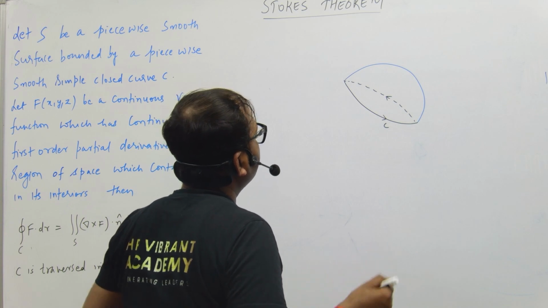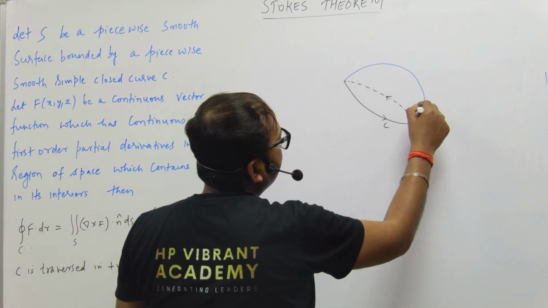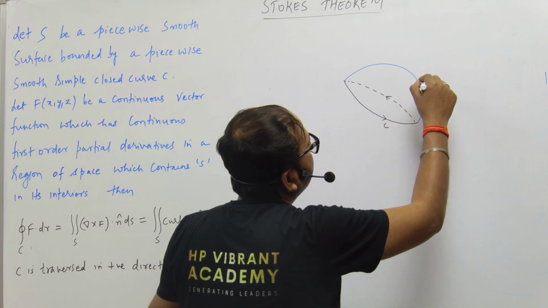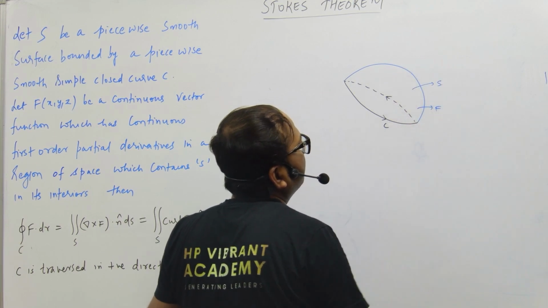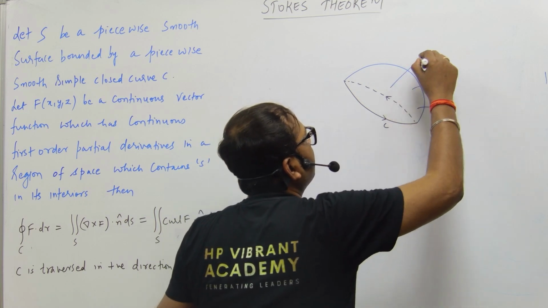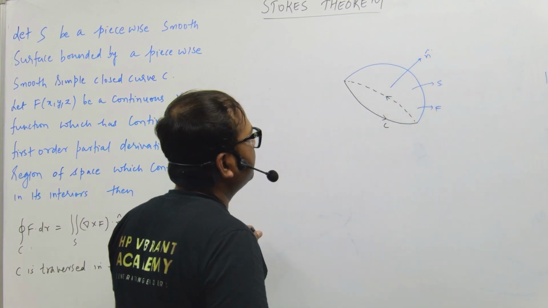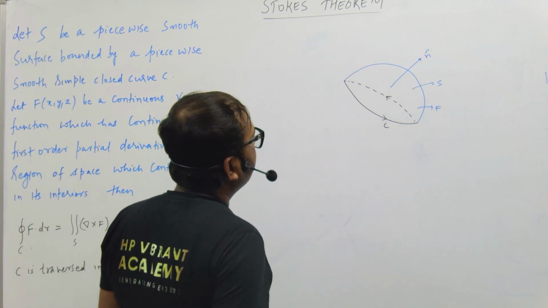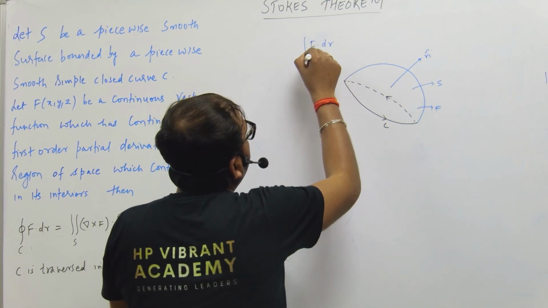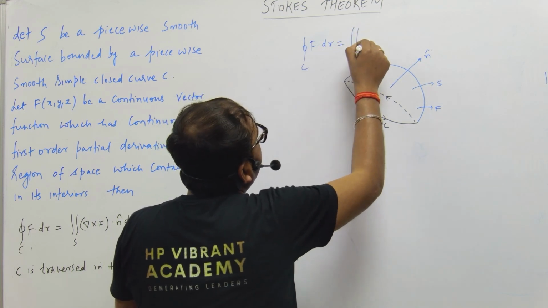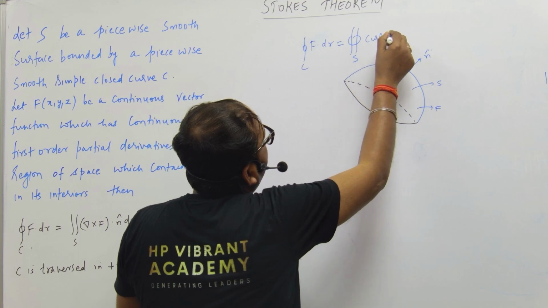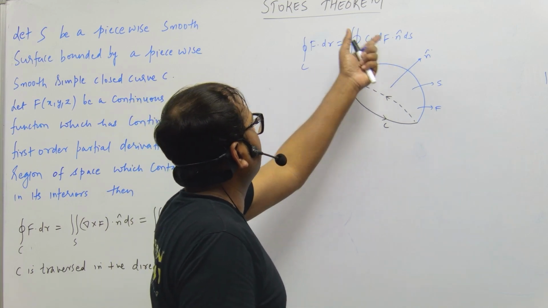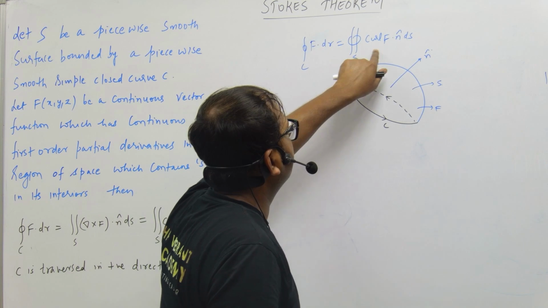So the basic expression for the Stokes theorem is, let us consider F as a vector point function, and the unit vector along the outward normal is n cap. The basic expression for the Stokes theorem is the integral of F dot dr along the curve C equal to the surface integral along surface S of curl of F dot n cap dS. This is our line integral, and this is our surface integral. The Stokes theorem gives a relation between the line integral and the surface integral.